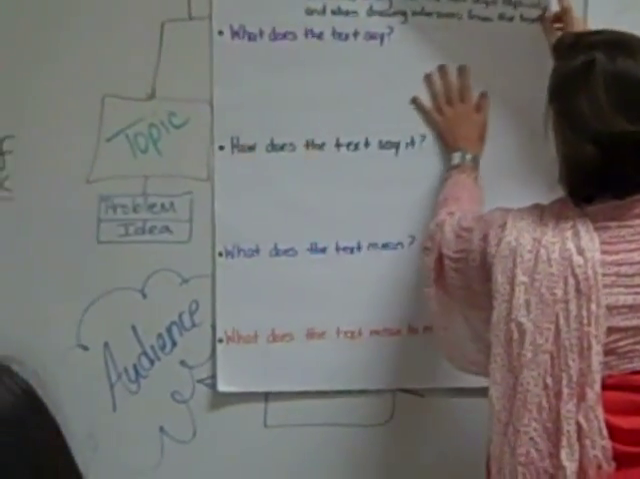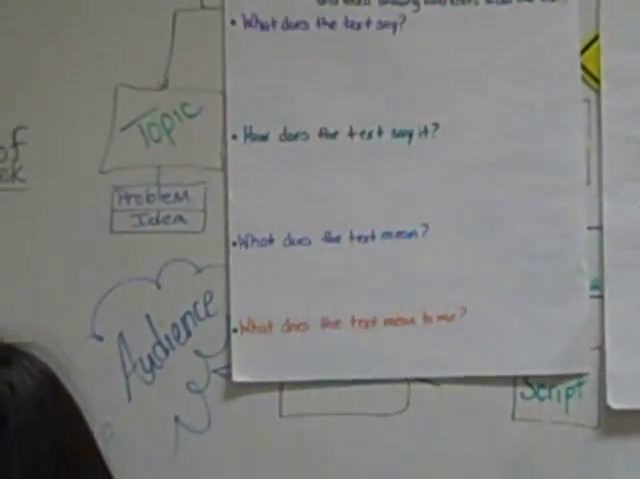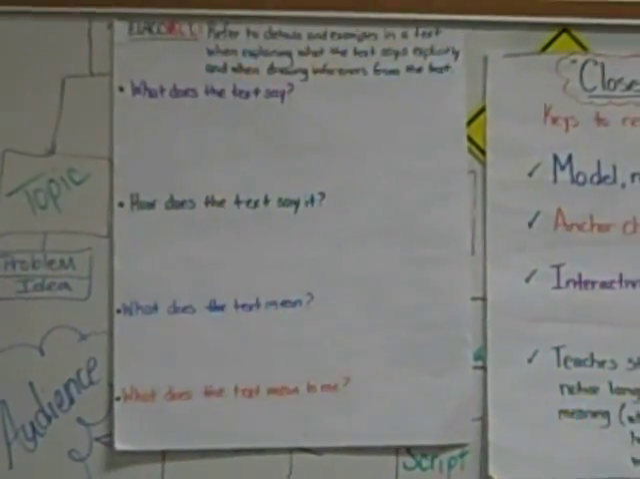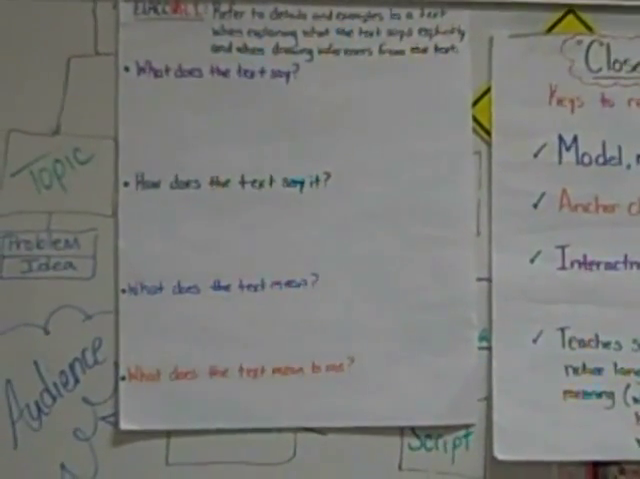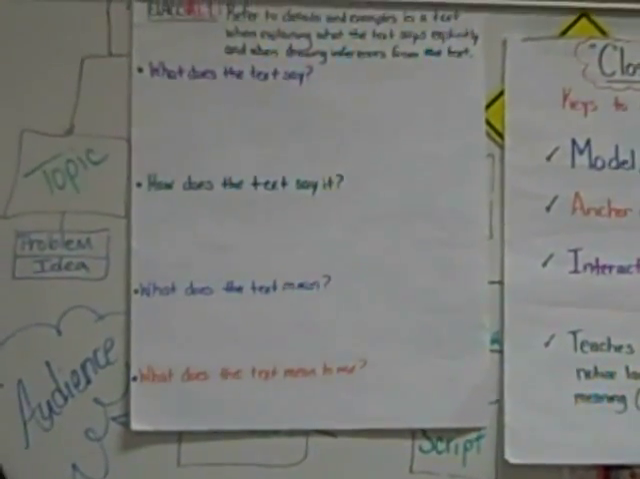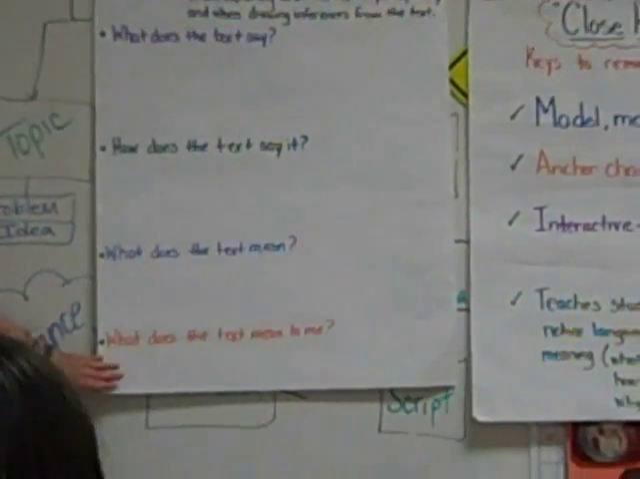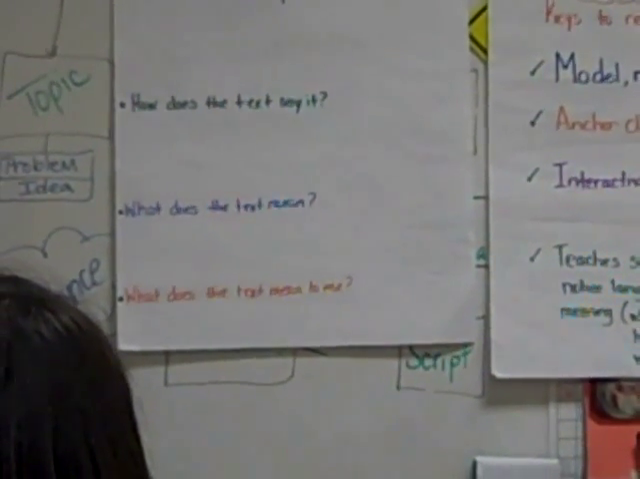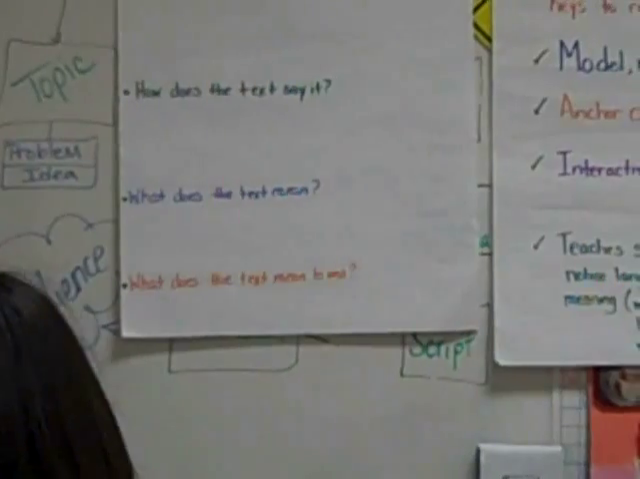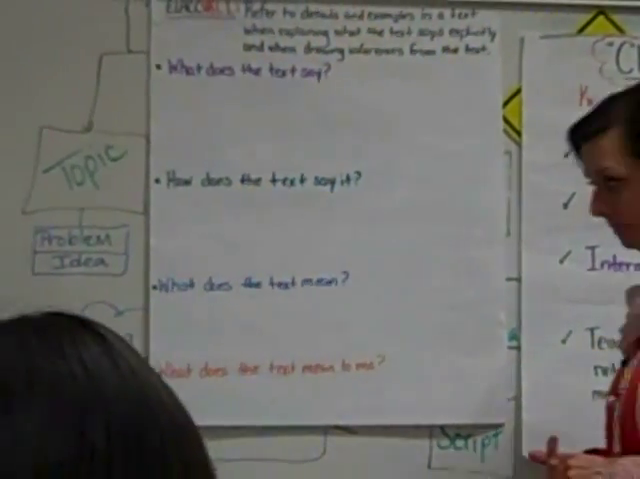The second step is, how does the text say it? This is where we're looking at the craft and the structure, how it's set up. The next part is, what does the text actually mean? What's the theme, or what's the big idea running through this particular page? And finally, what does the text mean to me? Connections. This is where we'll look at that second page. What connections, text to text, might I have? Text to self? Text to world?